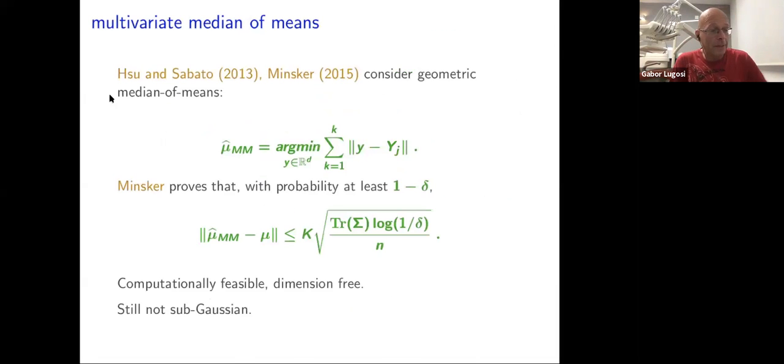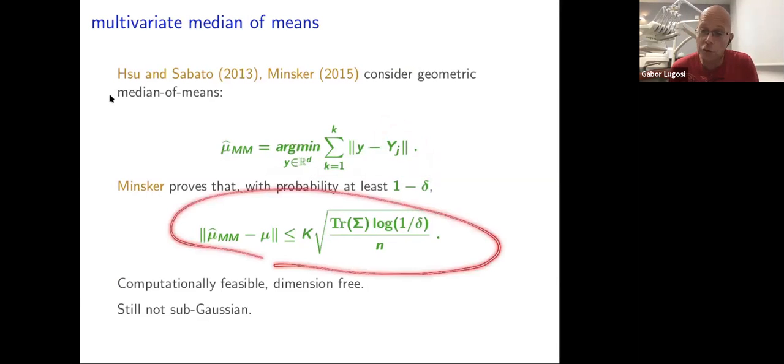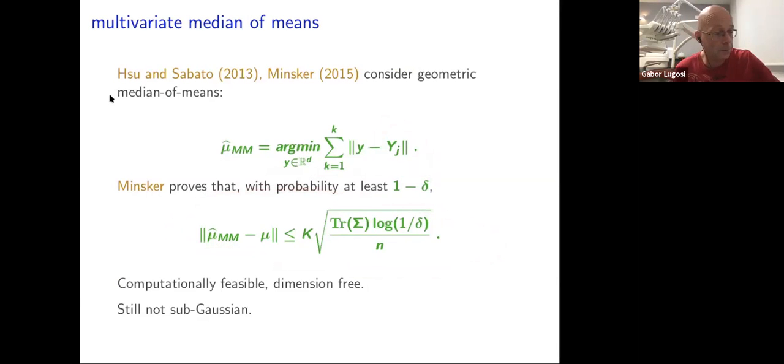The multivariate median, the geometric median of means, computes again in each block the empirical mean, and now you minimize this. This also satisfies this kind of pseudo sub-Gaussian bound, and this was proved by Stas Minsker a few years ago. So this is really nice.